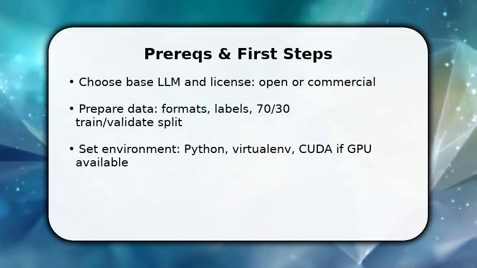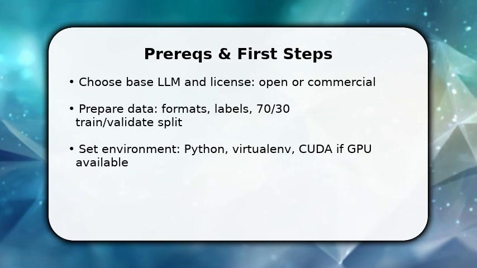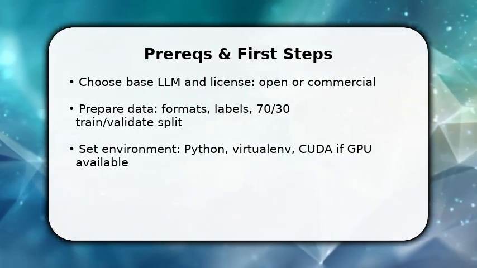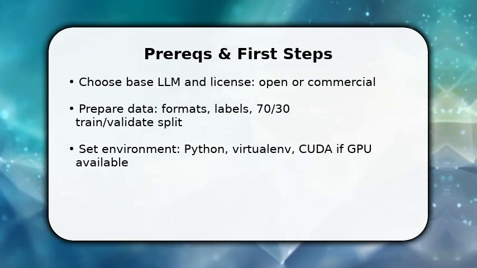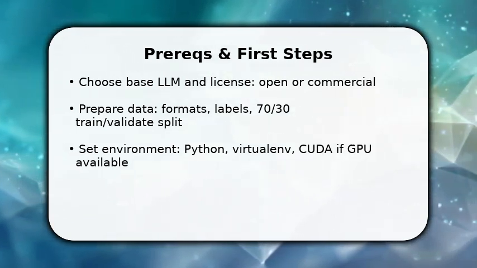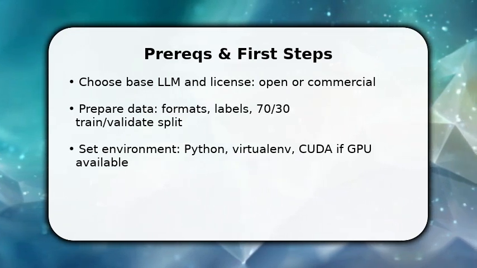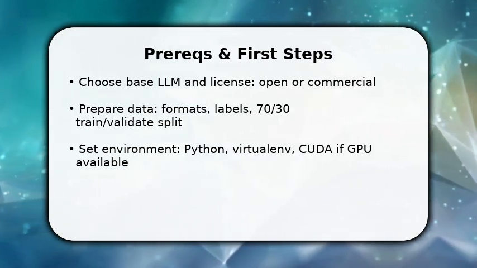You start by picking a base LLM that fits your license and latency needs. This defines cost and fine-tuning options. Once chosen, prepare your data. Clean formats, consistent labels, and a 70/30 train/validate split so you can measure progress.